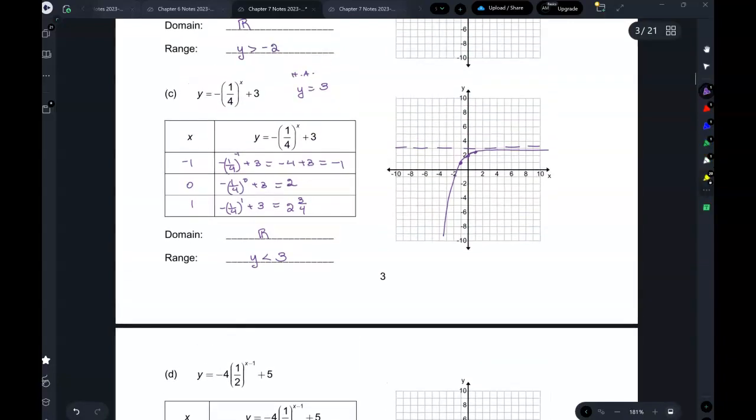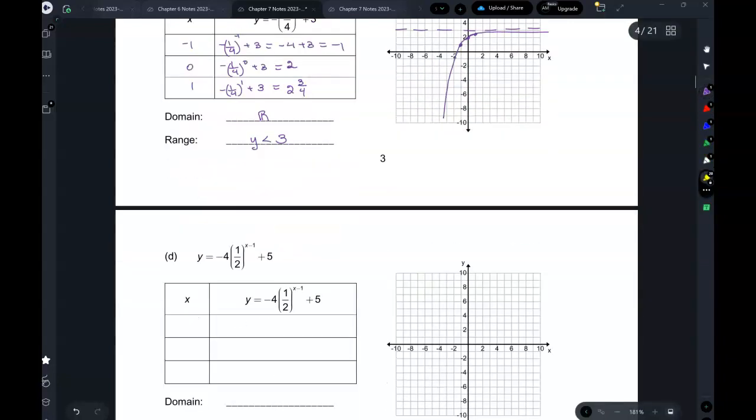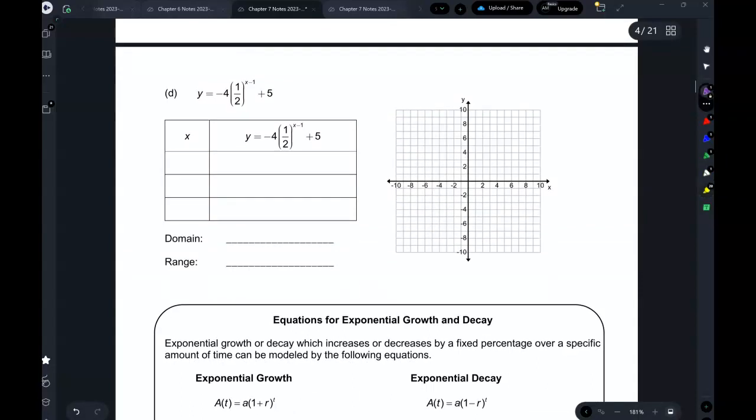Because there is a negative out here. This negative. Okay, so take a look at this one. Growth or decay? Decay. What's the horizontal asymptote? Y equals 5. Domain is all reals. What is the range? Y is less than 5.